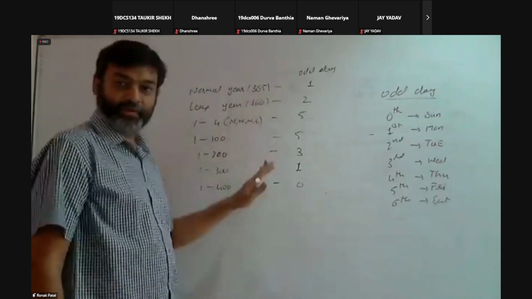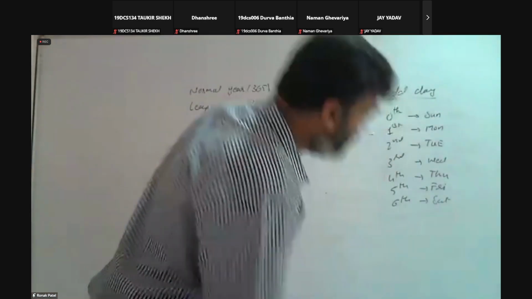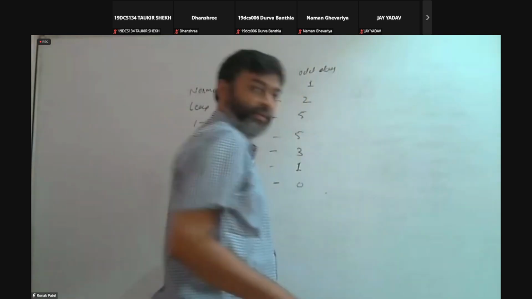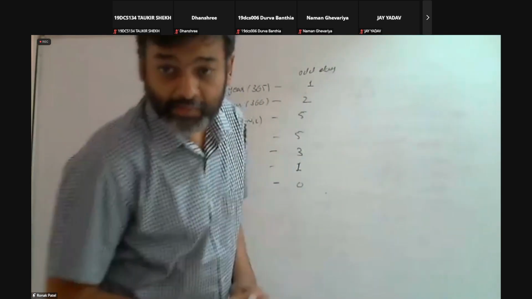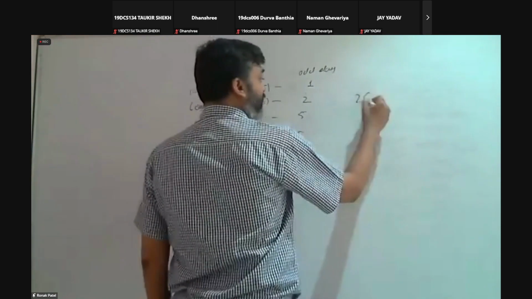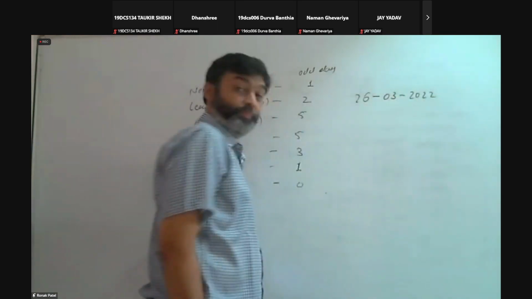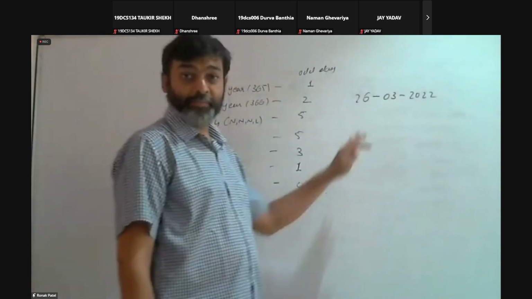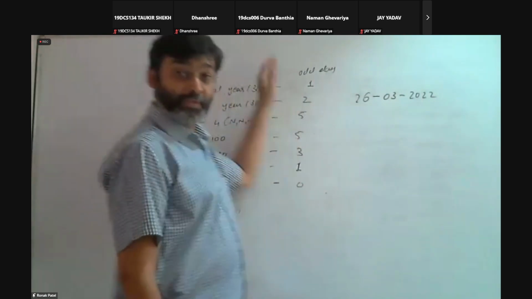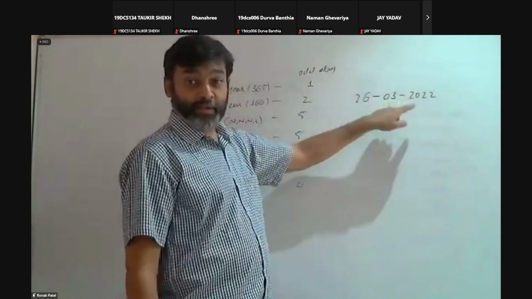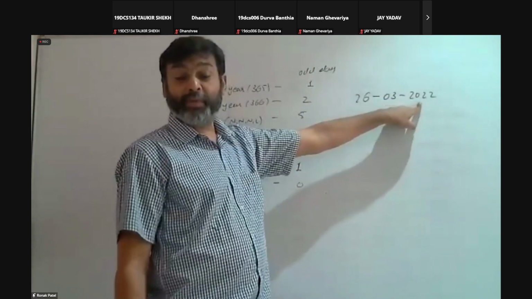So how do we calculate using this? We know today's day and date. Today is 26th March 2022, and we know that today is Saturday, right? So let me find out using this concept of the calendar. We start from the beginning of the calendar, which was Monday. So first of all, the year 2022.